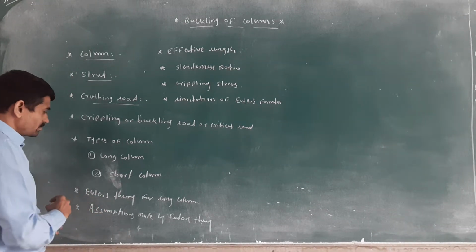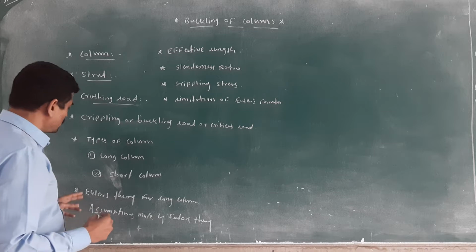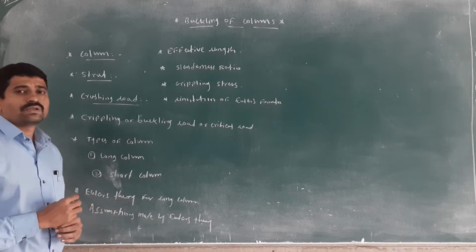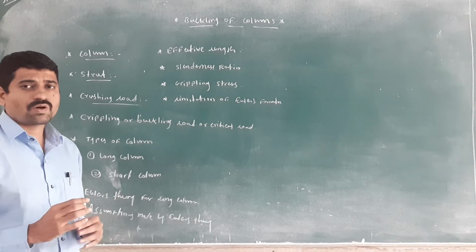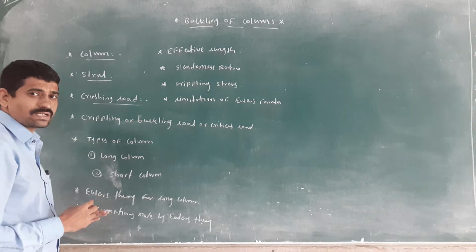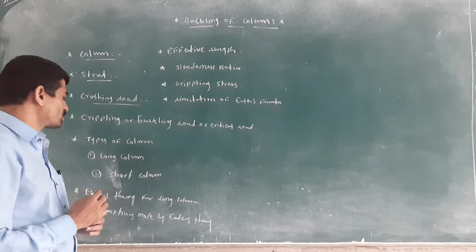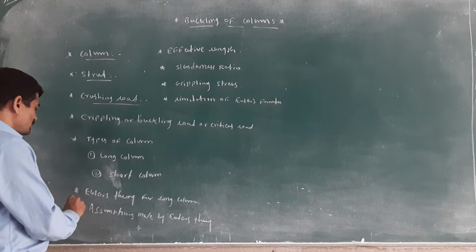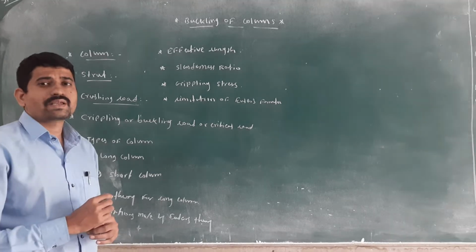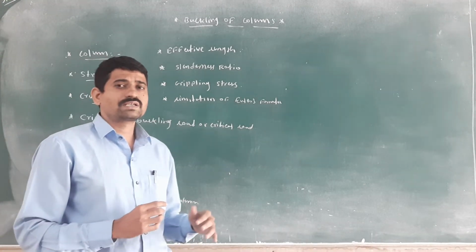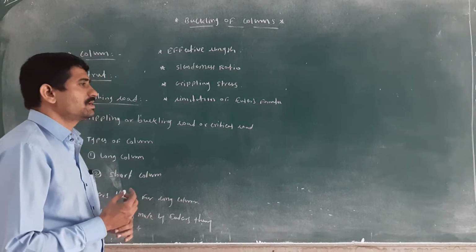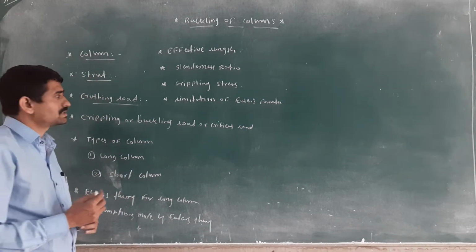Then there are some theories given. First theory is Euler's theory. This is given for only the long column. Okay, this theory is not applicable for the short column. Then some assumptions are made by Euler's theory. We will see in detail which assumptions are made by Euler's theory.